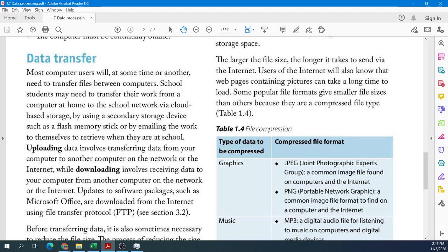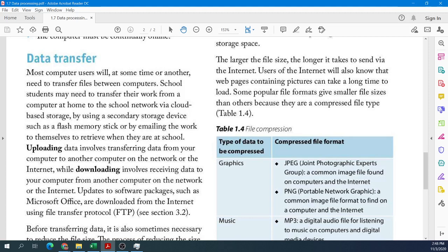Uploading data involves transferring data from your computer to another computer on the network or the internet, while downloading involves receiving data to your computer from another computer on the network or the internet.